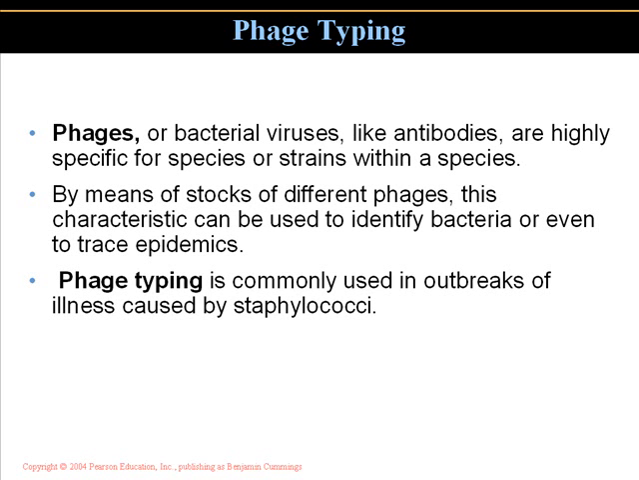Phages or phages, however you want to pronounce that, basically are bacterial viruses. Like antibodies, they're highly specific to species and or strains within species. By means of a stock of different phages, you actually can get characteristics that may be helpful in identifying particular bacteria and gives you an ability to trace particular diseases, especially in the cases of epidemics. Phage typing also is commonly used in outbreaks of illness, especially those caused by Staphylococcus.